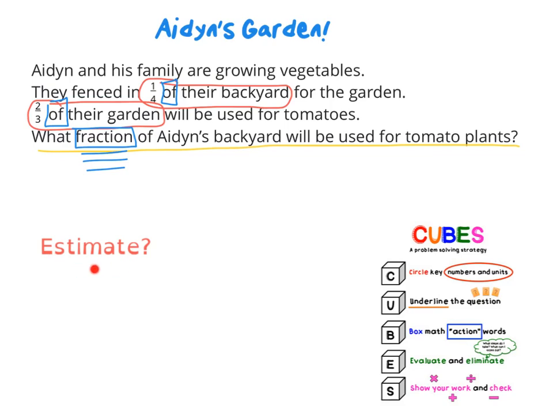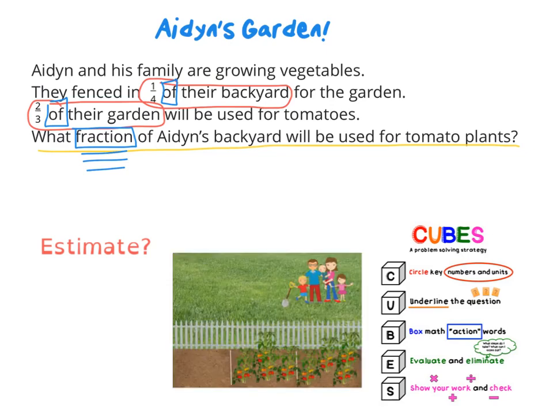So take a minute to estimate. If a fourth of the backyard is for the garden and then 2/3 of that is for the tomatoes, then our fraction needs to be less than a fourth because we're finding the fraction of the whole backyard that is covered with tomatoes. Here is a visual. This is the section covered by tomatoes.